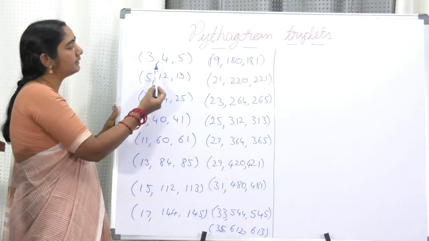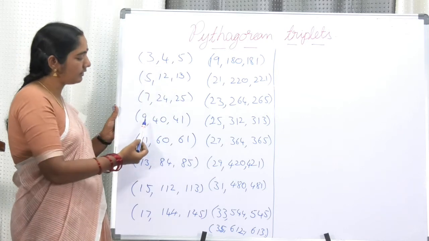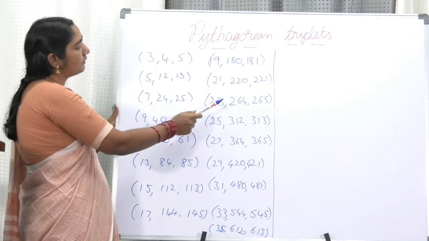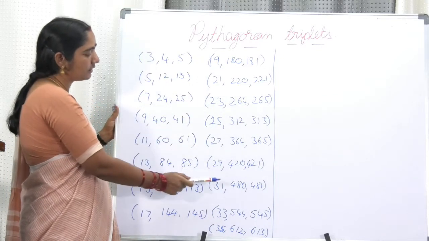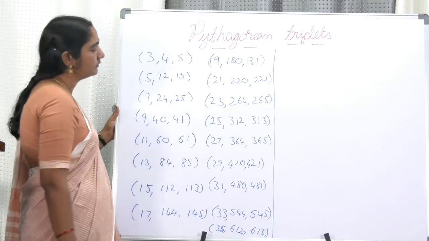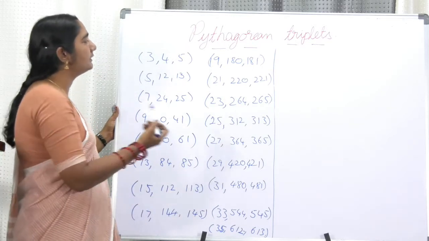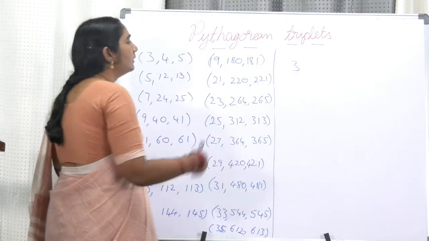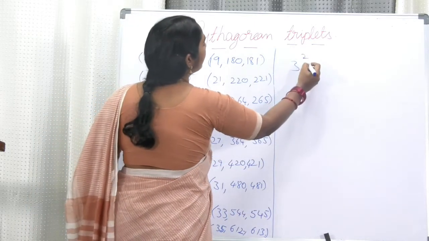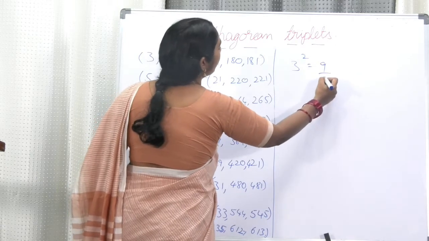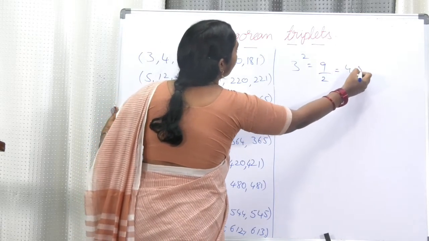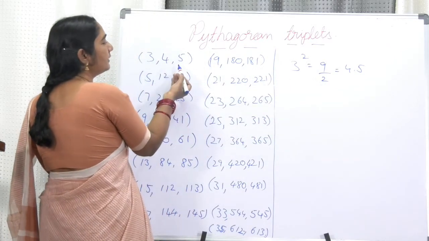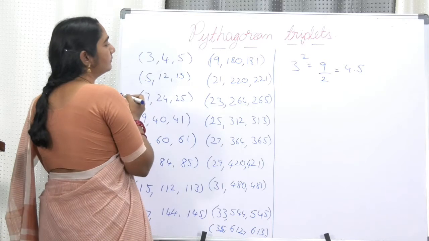In all these triplets, the first number is 3, 5, 7, 9, 11, 13, 15, 17, 19, 21, 23, 25, 27, 29, 31, 33, 35. And how to find out the next numbers we already discussed. If you take 3, you take 3 square. 3 square is 9, divided by 2, you get 4.5. With 4.5, 0.5 this side and 0.5 that side will be the two numbers, means 4 and 5.